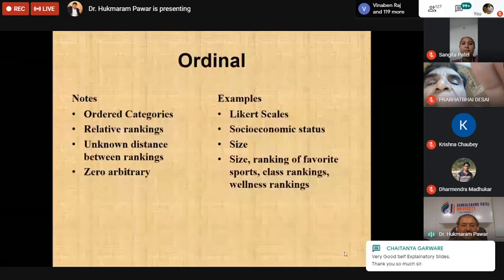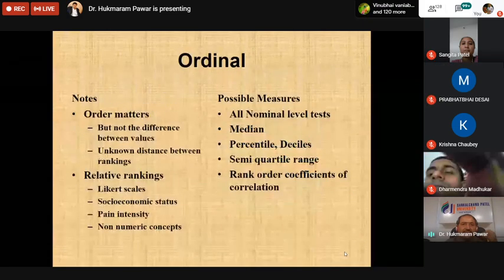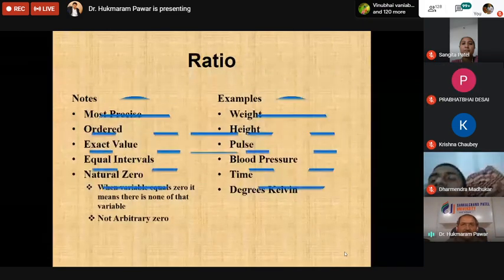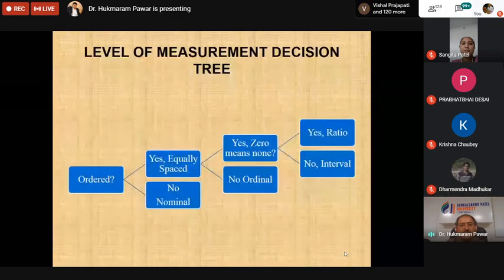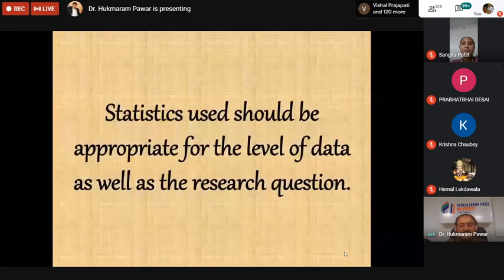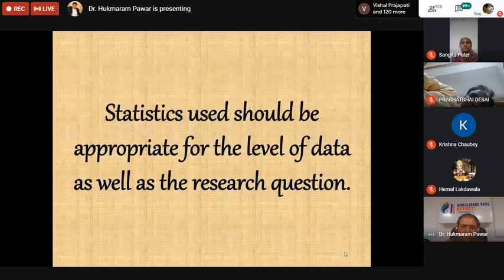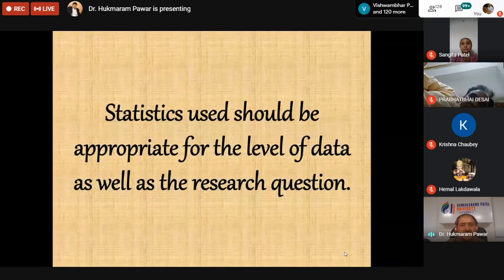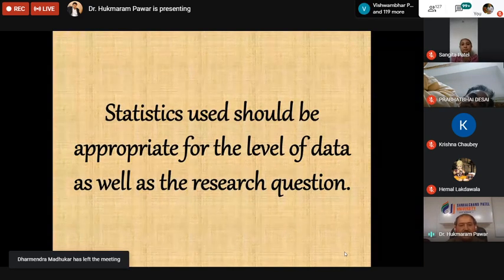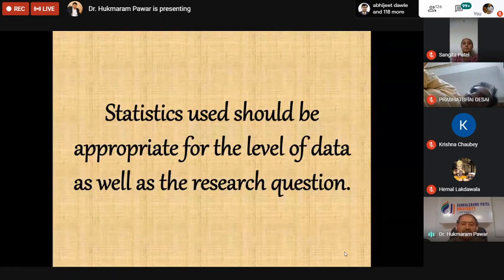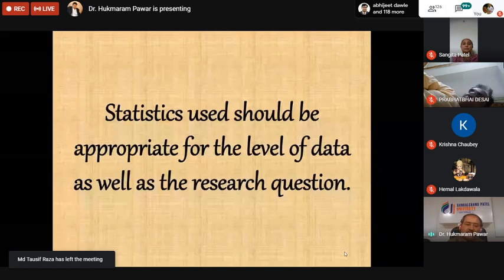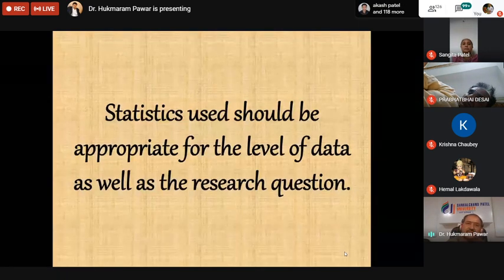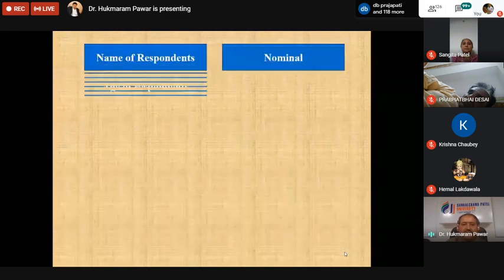So what is measurement and scaling? As the definition says, it is the assignment of numbers. We assign numbers for the purpose of statistical calculations and analysis, but all numbers do not have the same importance. Different numbers have different importance, and on the basis of that you can apply your statistical tools.